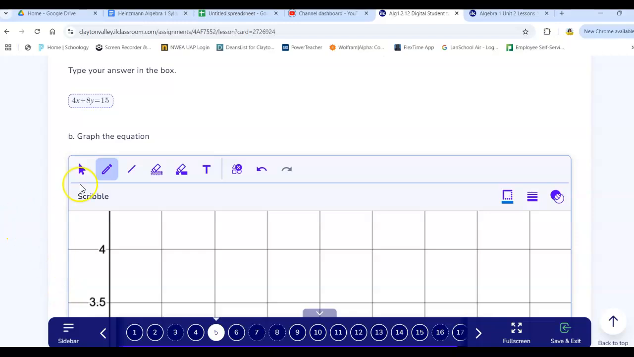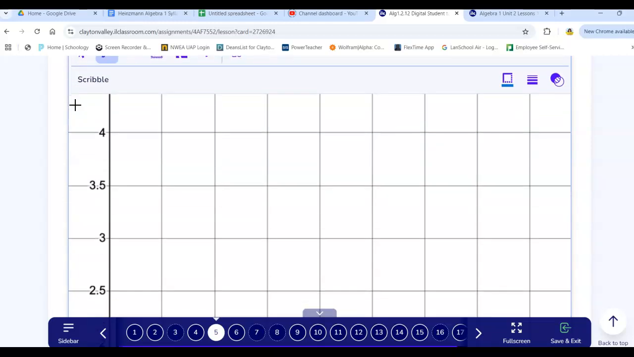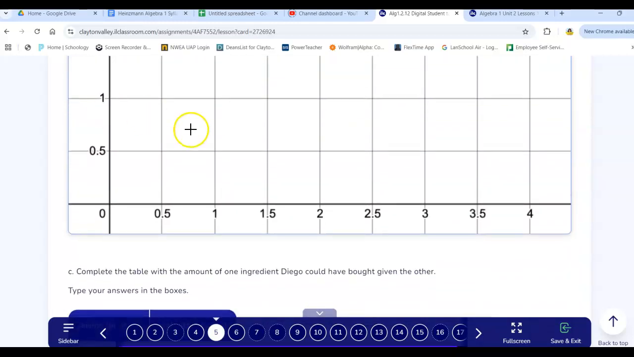Okay? Now I'm going to pretend that he's not buying any walnuts. Walnuts are 0. This 8 times Y is gone. All I have is X. So now I'm going to divide 15 by 4, and that's going to give me 3.75. So on my X-axis, I'm going to look for 3.75, which is about 3/4. That's right about there. Okay?